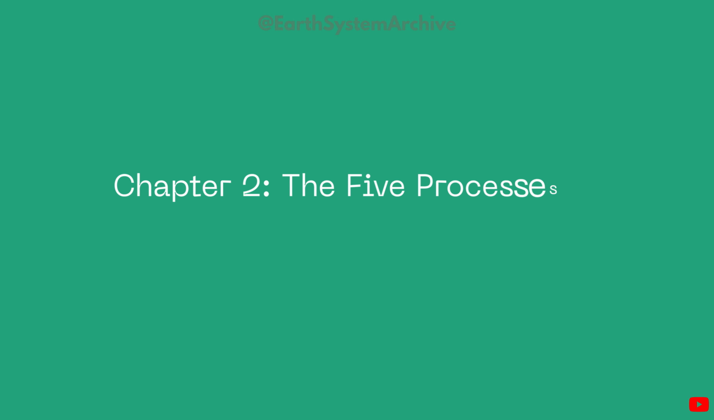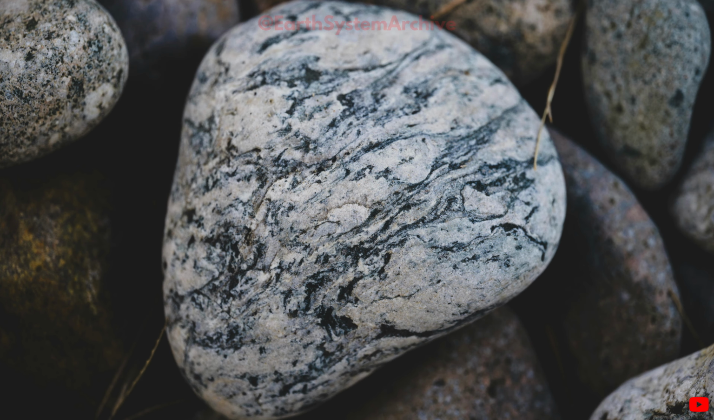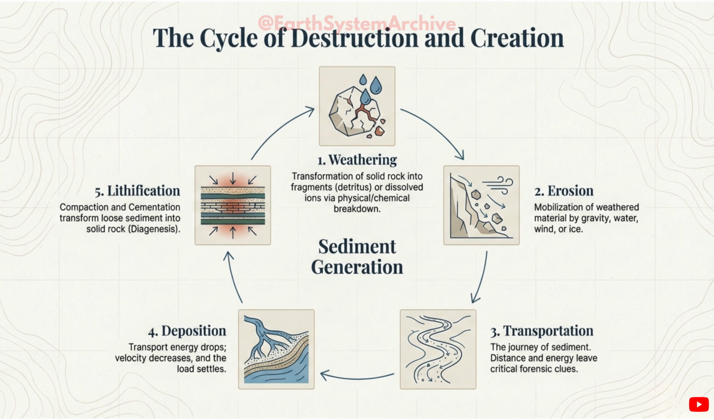Chapter 2. The 5 processes of clastic sediment and rock formation. Clastic sedimentary rocks form through 5 linked processes. Think of this as a pipeline: rock to sediment to rock again. 1. Weathering. First, weathering, turning solid rock into smaller fragments or dissolved ions through physical and chemical weathering. 2. Erosion. Second, erosion moves those weathered products from where they formed. This movement can be via gravity, landslides or rockfalls, running water, wind, or ice.